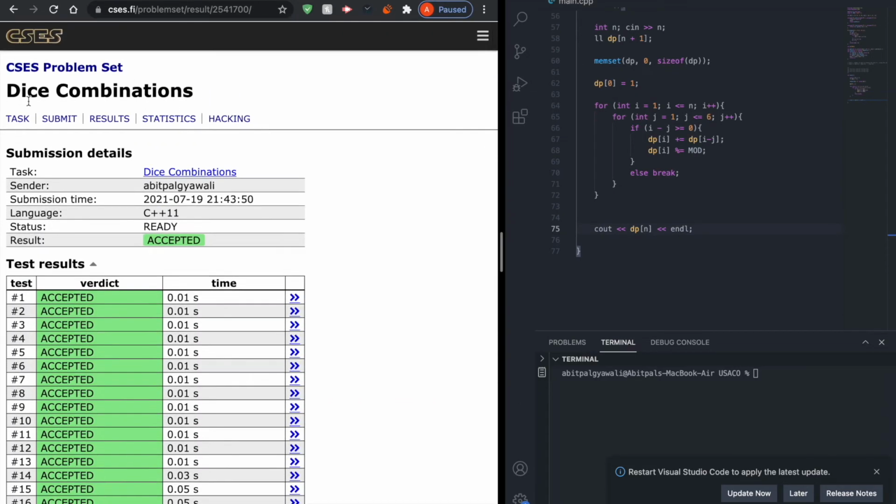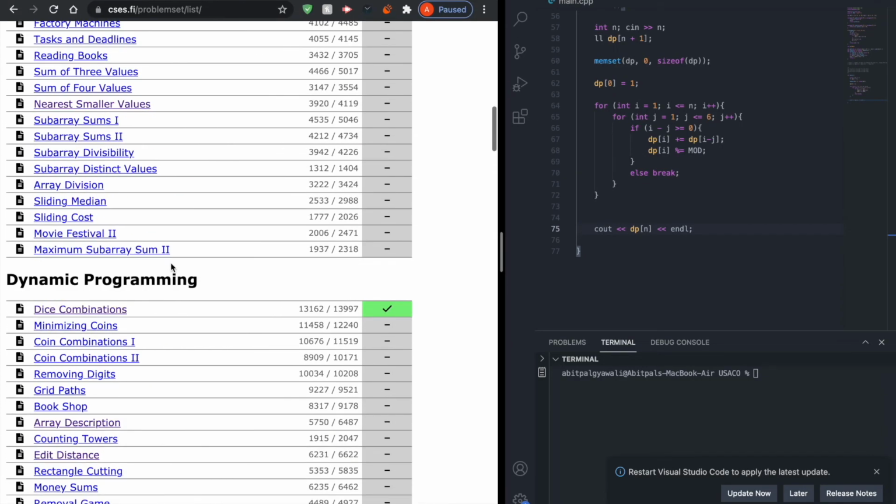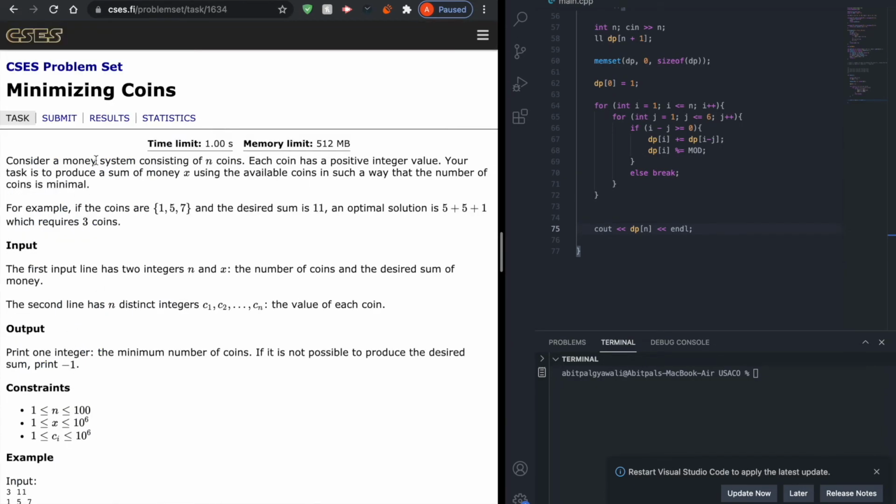Here we'll do another problem, another DP problem: Minimizing Coins. Each coin has a positive integer value. Your task is to produce a sum of money X using the available coins in such a way that the number of coins is minimal. So we want to produce a sum of X using the minimum amount of coins. Okay.